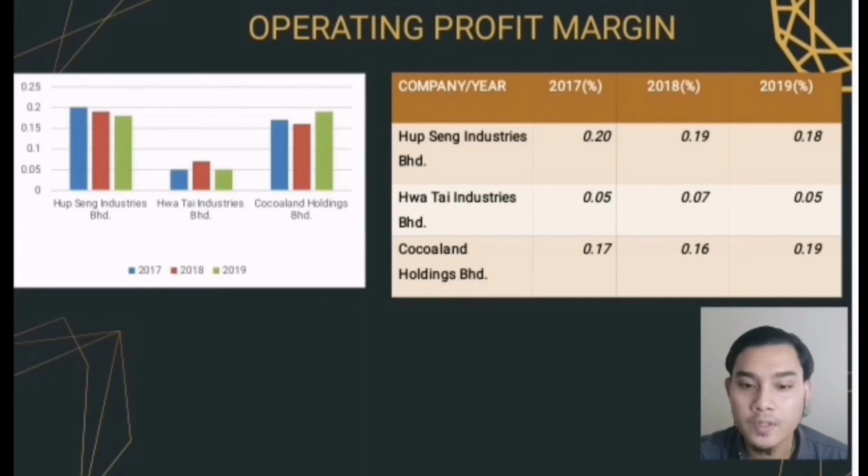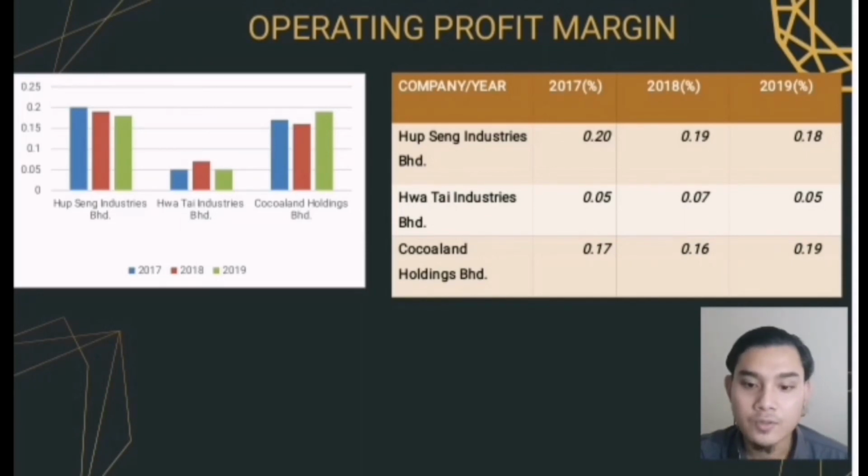where in 2017 it was 0.05% and in 2018 it was 0.07%, but decreased in 2019 to 0.05%. Finally, for Coquelin Holding Berhad, in 2017 it is 0.17%, decreased to 0.16% in 2018, then increased to 0.19% in 2019.